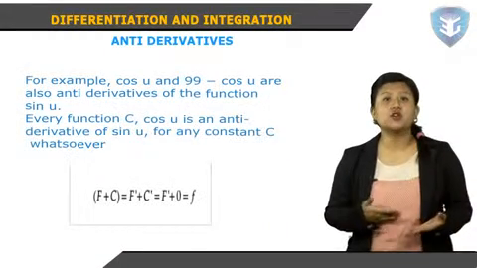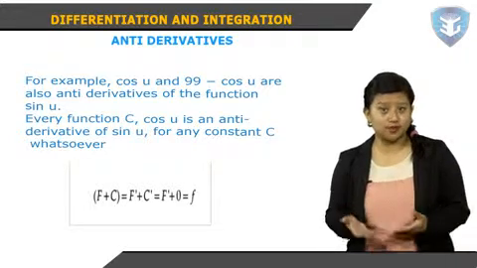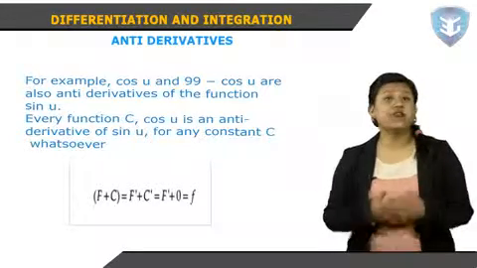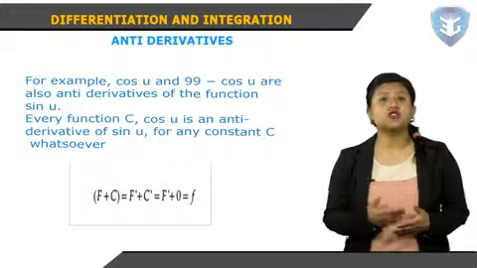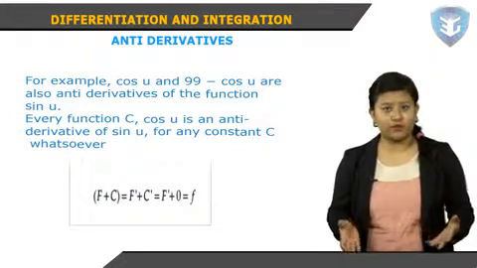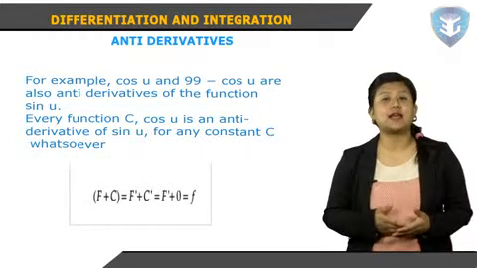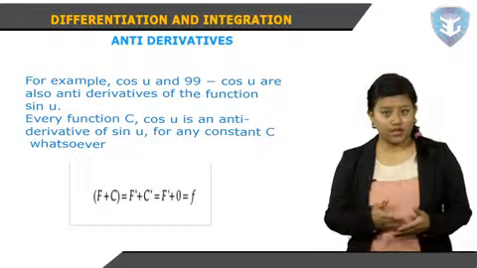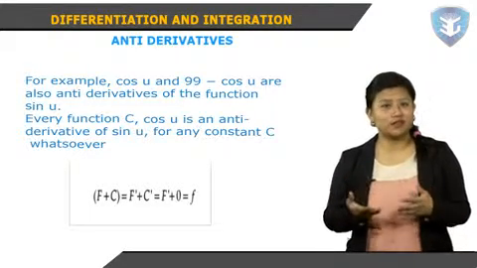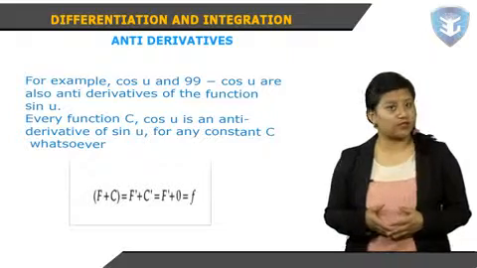For example, cos u and 99 minus cos u are also antiderivatives of the function sin u. In fact, every function c minus cos u is an antiderivative of sin u for any constant c whatsoever. This observation is true in general. That is, if big F is an antiderivative of a function small f, then so is big F plus c for any constant c. This follows from the addition rule for derivatives.